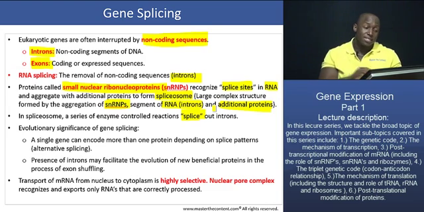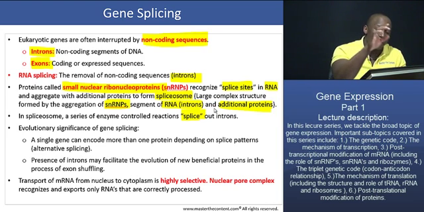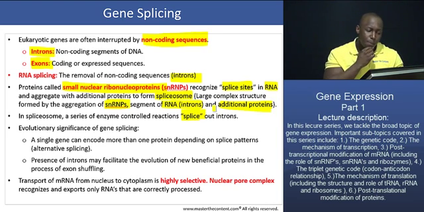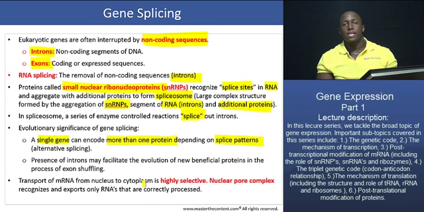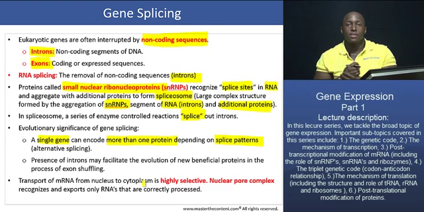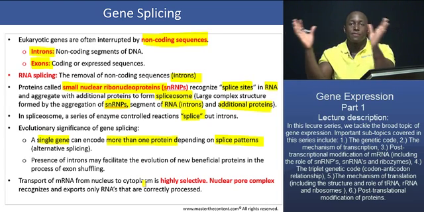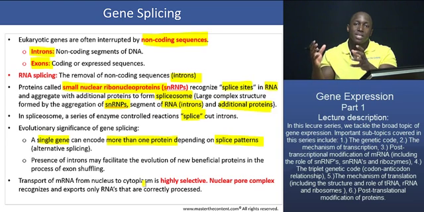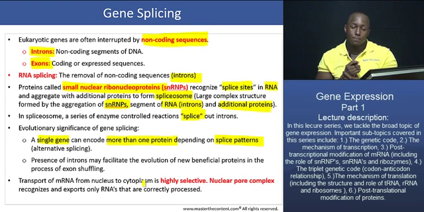Now, gene splicing has a very important evolutionary significance. One of them is that a single gene can actually end up encoding more than one protein, depending on what splice patterns are used. You can splice mRNA differently to create different gene products. So one gene can result in different proteins depending on how you splice that mRNA product.